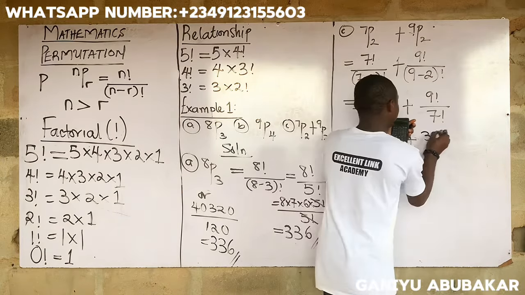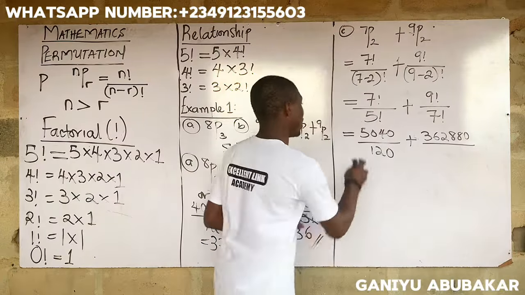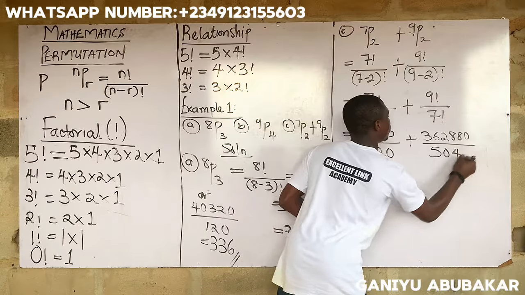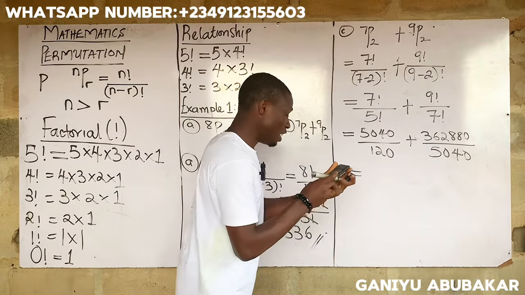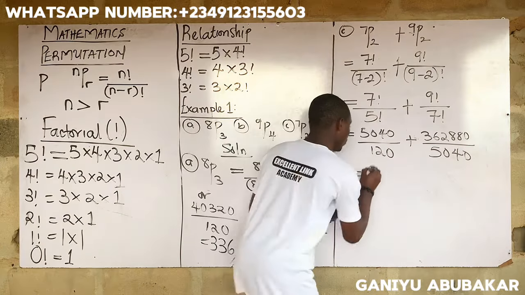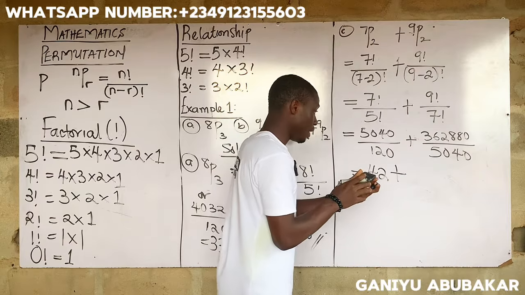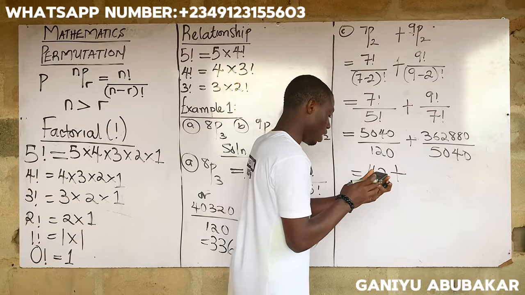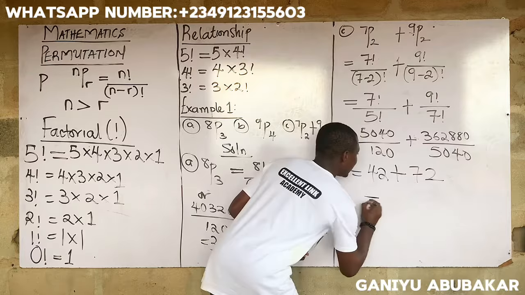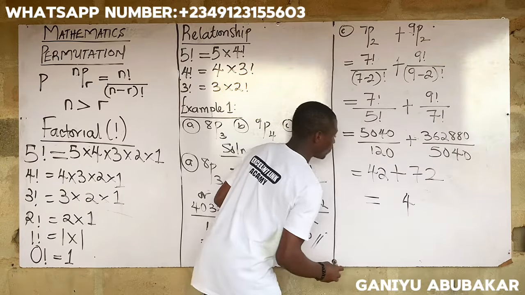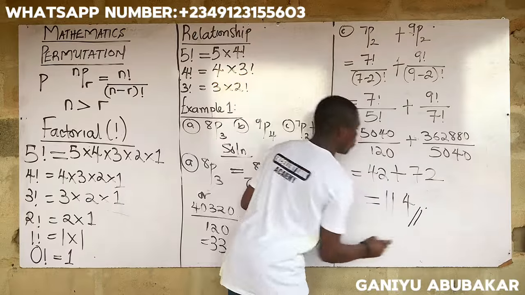That's 362880 all over what's 7 factorial? That's 5040. Divide this one first. 5040 divided by 120, I have about 42, plus 362880 divided by 5040. I have 72. Add them up, please. I'll have 114. So my answer here becomes 114.